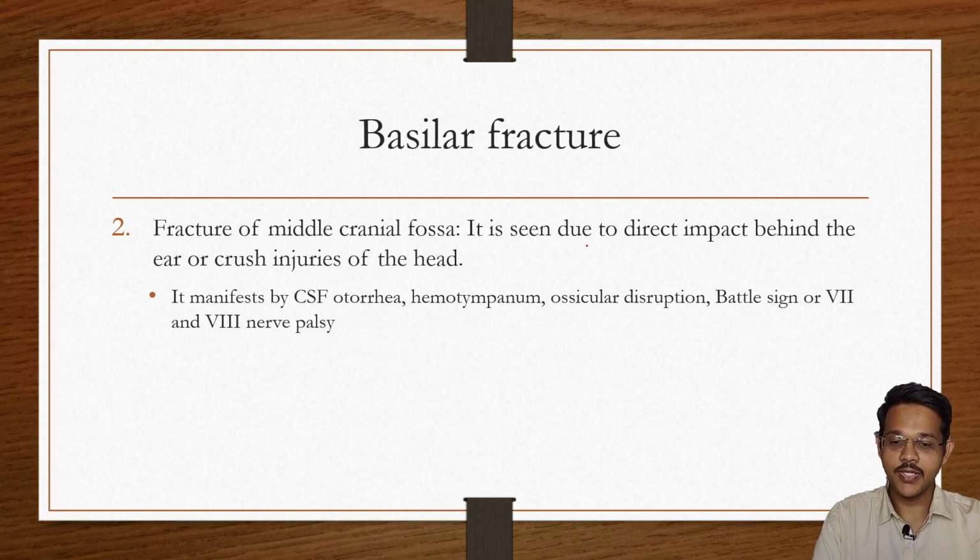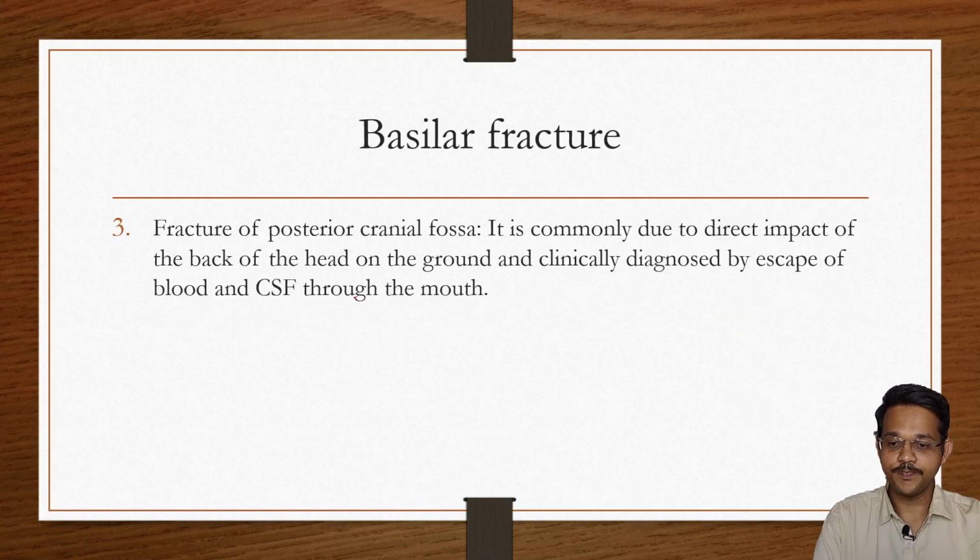Fracture of the middle cranial fossa is seen due to direct impact behind the ear or crush injury of the head. So mainly a sideways impact causes it. It manifests as CSF otorrhea, hemotympanum, oscillatory disruption, and Battle sign. Battle sign is hemorrhage behind the mastoid. So there is bleeding in the ear, which gets deposited behind the mastoid, leading to what is called Battle sign. A middle cranial fossa fracture may also lead to 7th or 8th cranial nerve palsy.